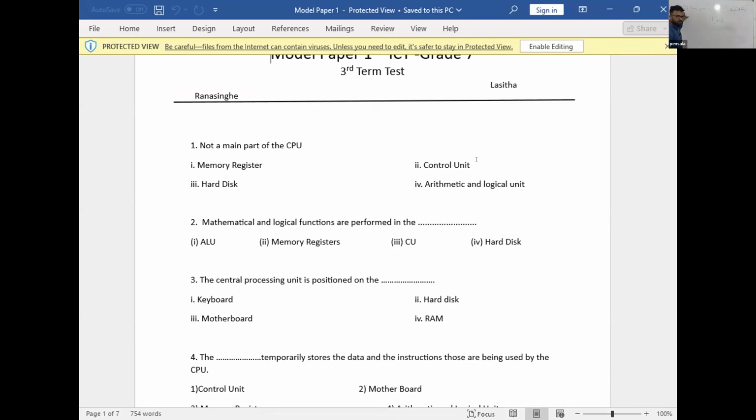So in the exam, you might get a question like this: what does CPU stand for? You will get the answer Central Processing Unit. If we take the MCQ question, you might get different answers for this, and then you have to choose the correct one.